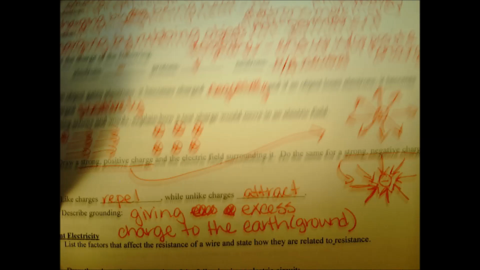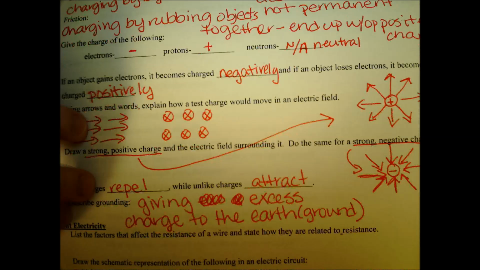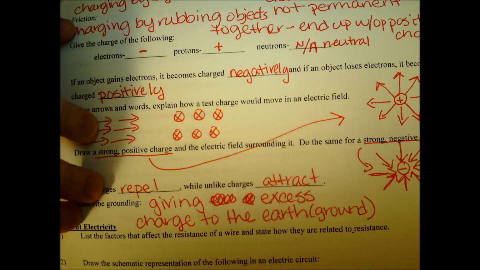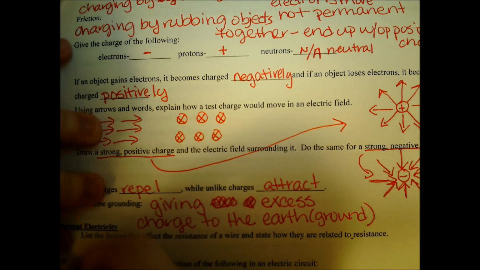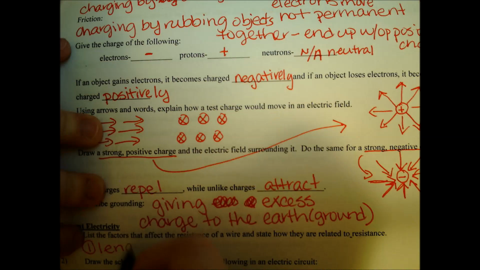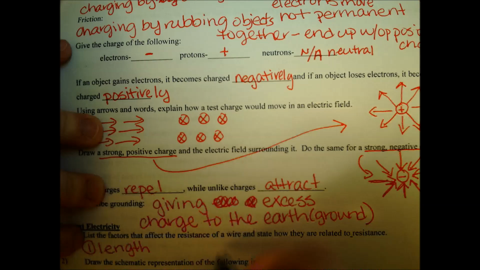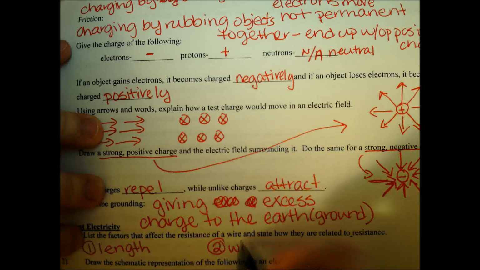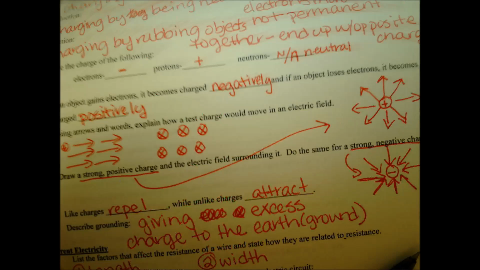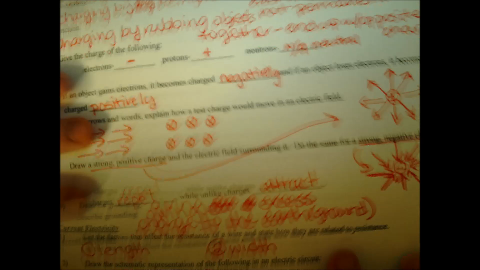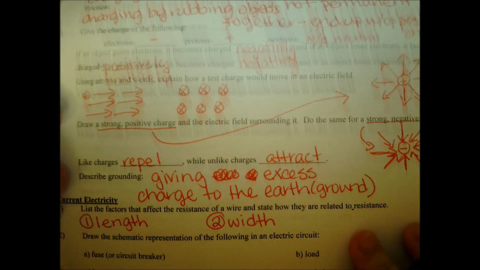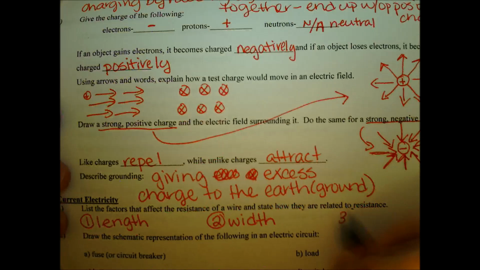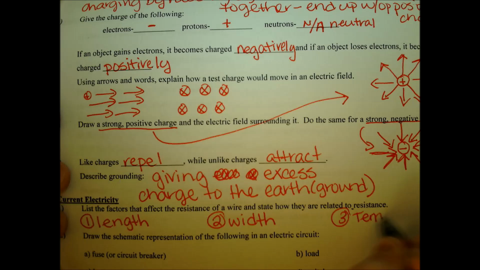All right, current electricity. So list the factors that affect the resistance of a wire and state how they are related to resistance. There are three factors: length of the wire, okay, I was right. I shouldn't have second guessed myself. So the three factors that we're going to worry about are length, width, and temperature.